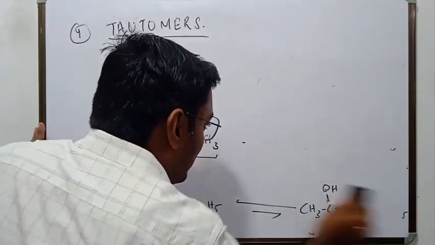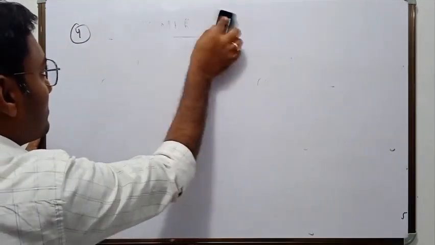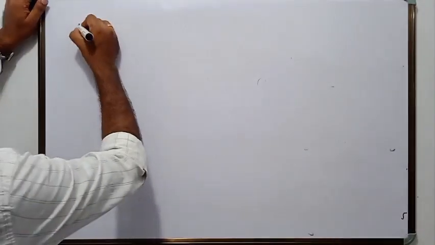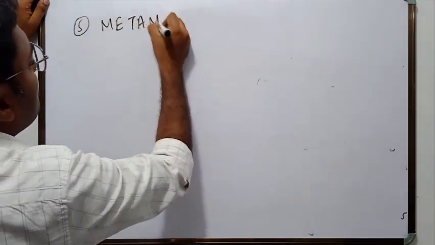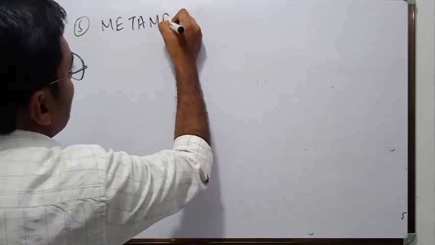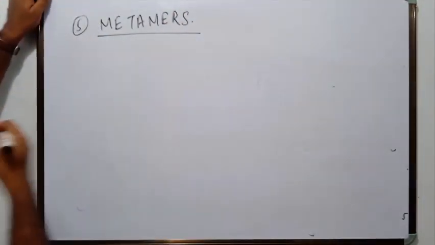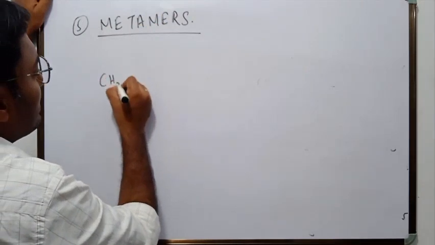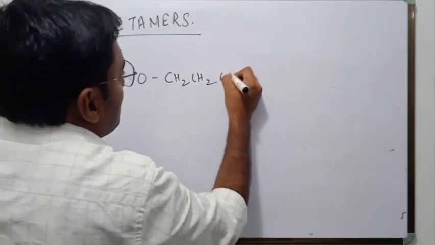Now let us go to the fifth subtype of structural isomer, which is metamers. The phenomenon is called metamerism. Metamers. Let us see the example and then we will go for a discussion. This is the first.